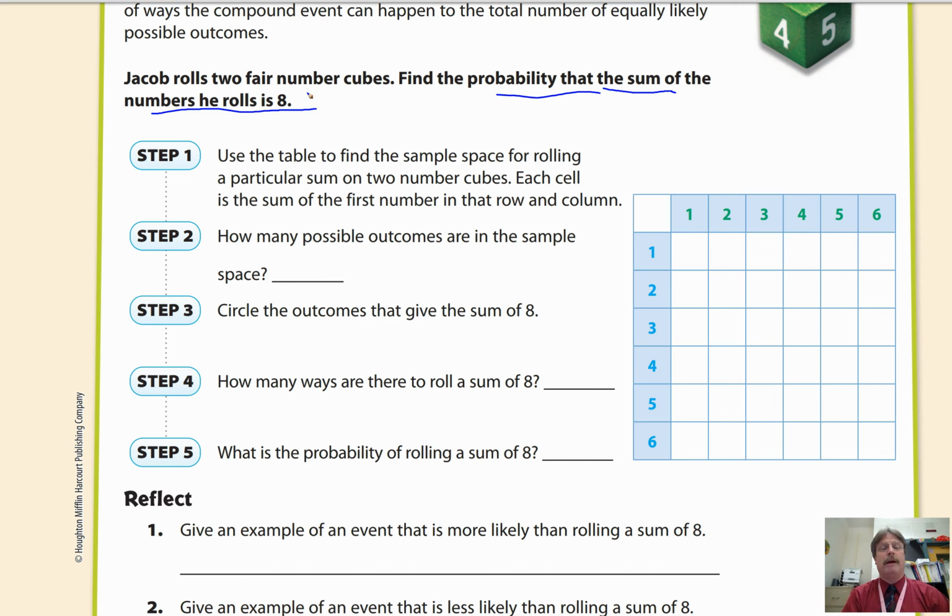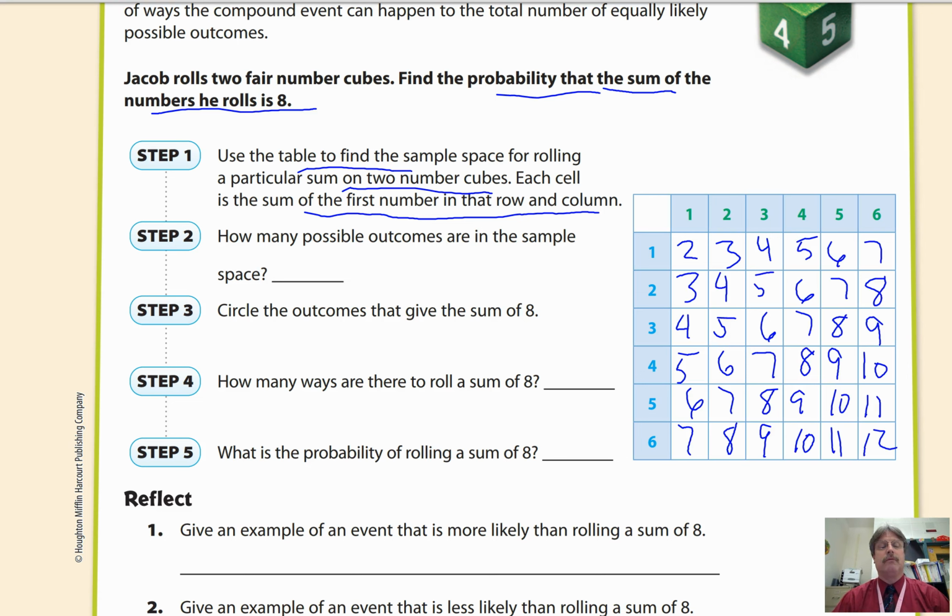So in step 1, we have to use this table. We're going to take two cubes and roll them. Find your sample space. Each cell is the sum of the number in that row and column. So we take 1 plus 1 and that equals 2. We take 1 plus 2 and that equals 3. We take 1 plus 3 and that equals 4, and so on. We continue to do this in other examples. I take 4 plus 1 and that equals 5, 4 plus 2 equals 6, and so forth.